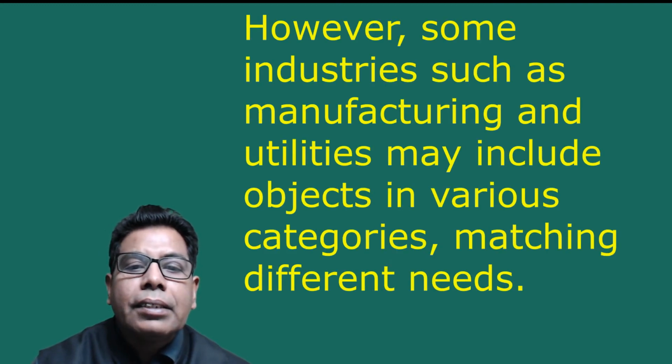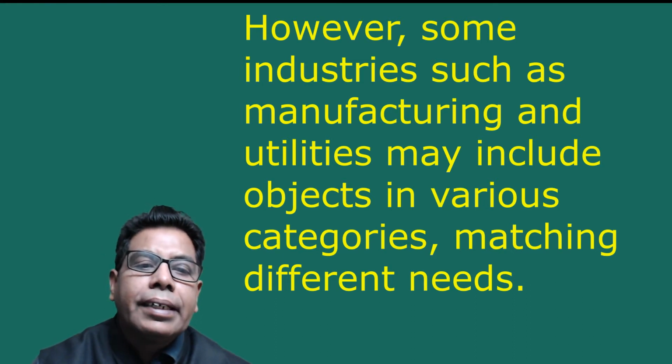From the architectural standpoint, your initial task is to determine which technology should be used to allow smart objects to communicate. This determination depends on the ways the things are classified. However, some industries such as manufacturing and utilities may include objects in various categories matching different needs. The figure provides some examples of applications matching the combination of mobility and throughput requirements.